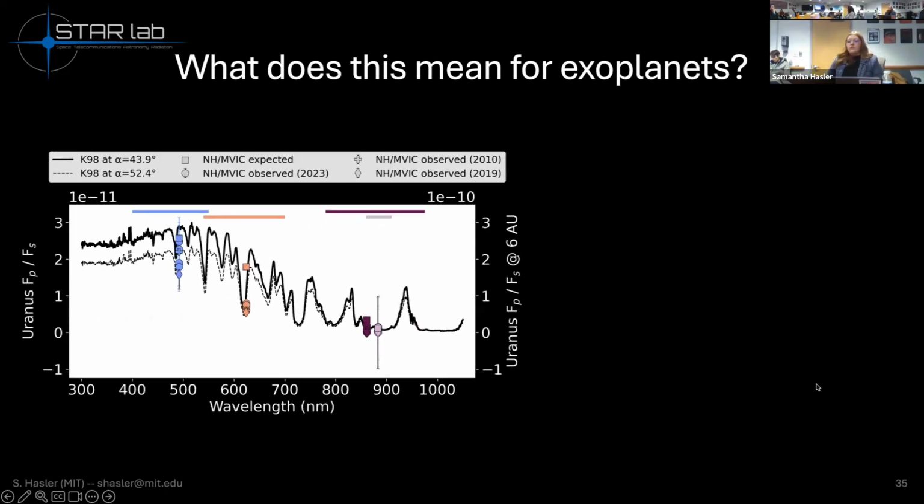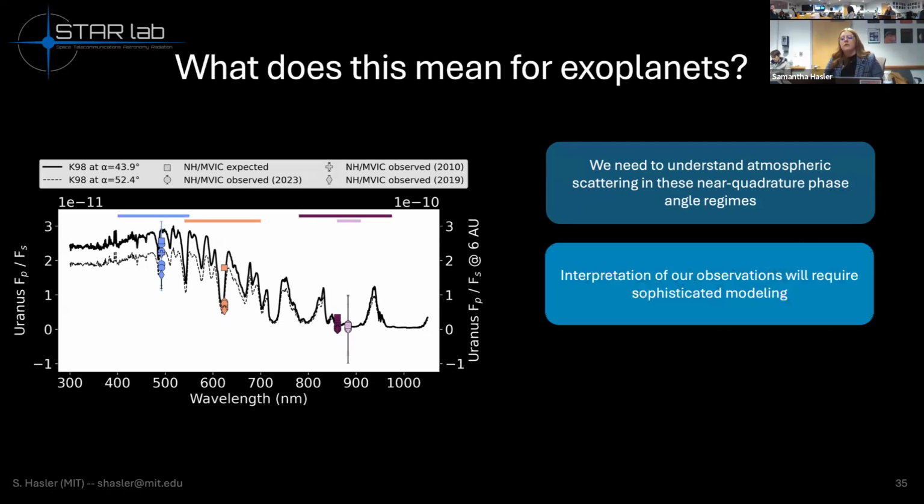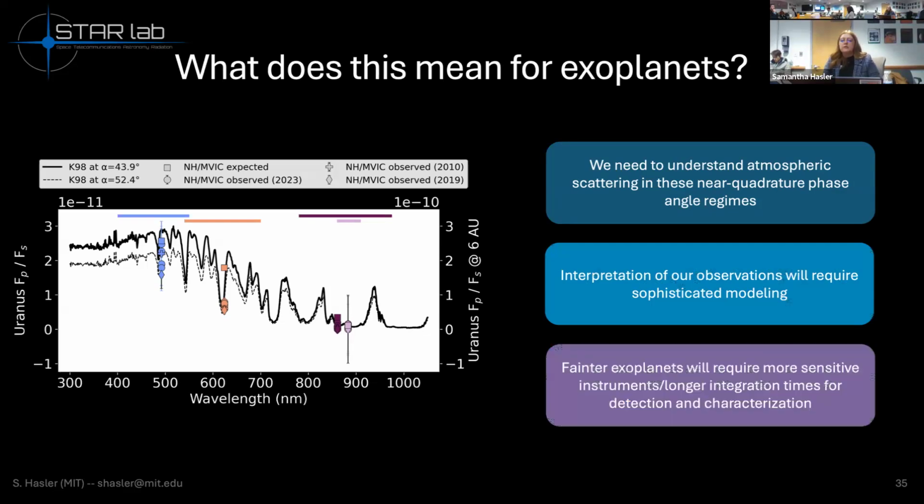So to emphasize a few points for exoplanets, of course, we need to understand the atmospheric scattering very well in these near quadrature regimes. That's also obviously important for understanding Uranus itself as one of the least understood planets in the solar system. And these multi-epoch observations at many phase angles can help us to broadly constrain the energy balance of the planet when we have multi-band observations. We also need to make sure that we are considering more sophisticated phase functions when we are doing our atmospheric modeling for exoplanets. And also fainter exoplanets might require more sensitive instruments or longer integration times for detection and characterization.